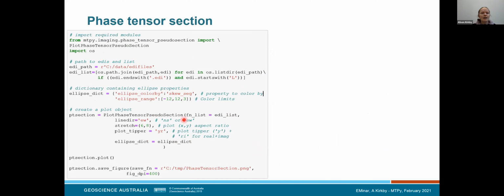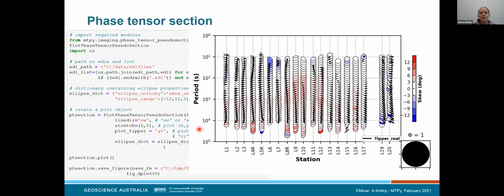You need to give it the line direction, east-west, so it can order the stations properly. And the stretch is kind of like an aspect ratio of the plot, so that's another thing you need to play around with to get it right for your data. And then again, whether or not to plot the tipper. So you can create that plot, and it'll make you a plot something like this.